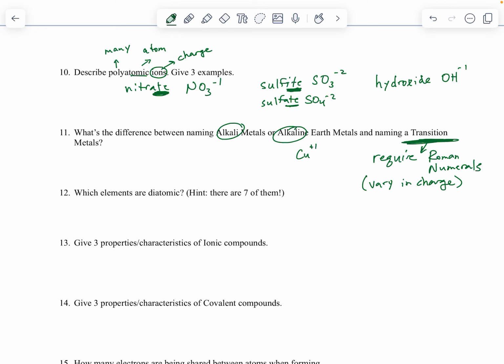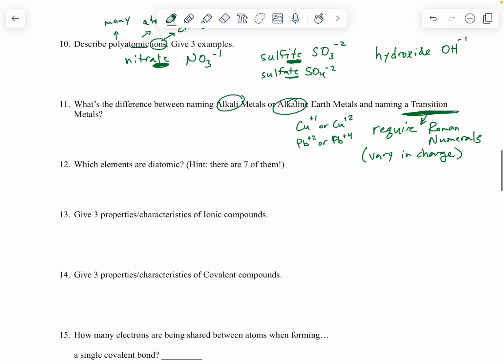So copper can be +1 or +2, or lead can be +2 or +4, right? And so when we name these, the reason why it's so important to identify what their charge is because you need to identify in the name which version, so to speak, lead or copper or any other transition metal took of itself, based on what it wants to bond with, and so on and so forth.